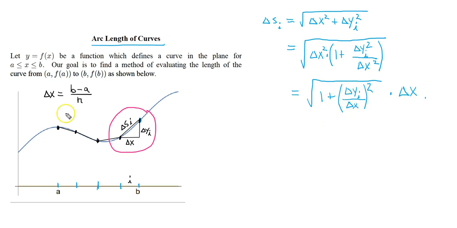Now let's focus on this term right here. Let's notice that this is actually the slope of our line segment over here, right? You see the slope of that line segment is that quantity, change in y over the change in x. Now by the mean value theorem, recall what the mean value theorem says.